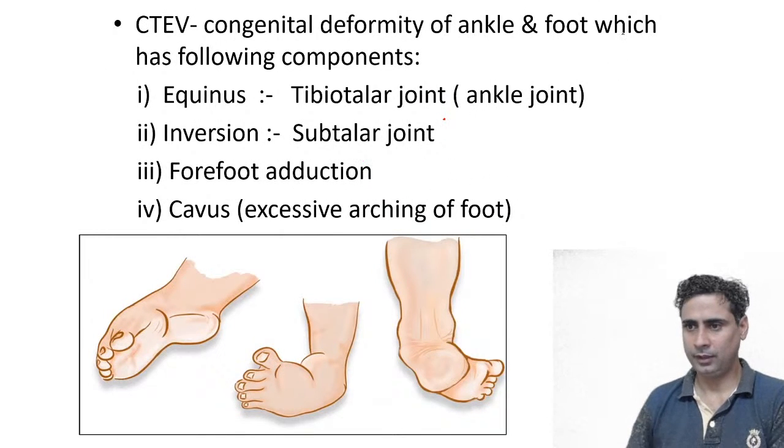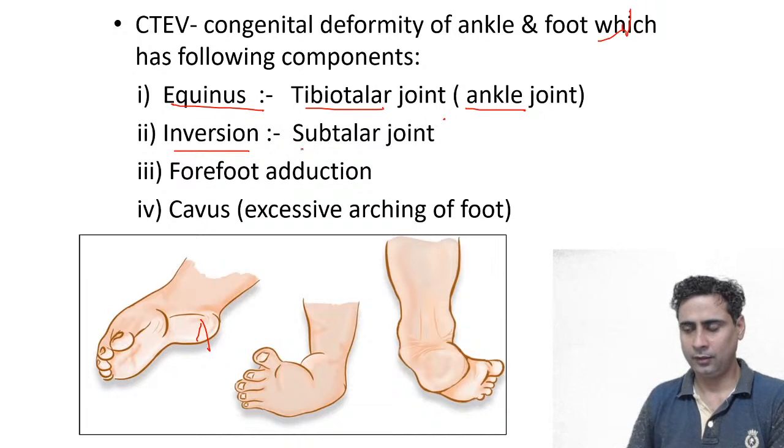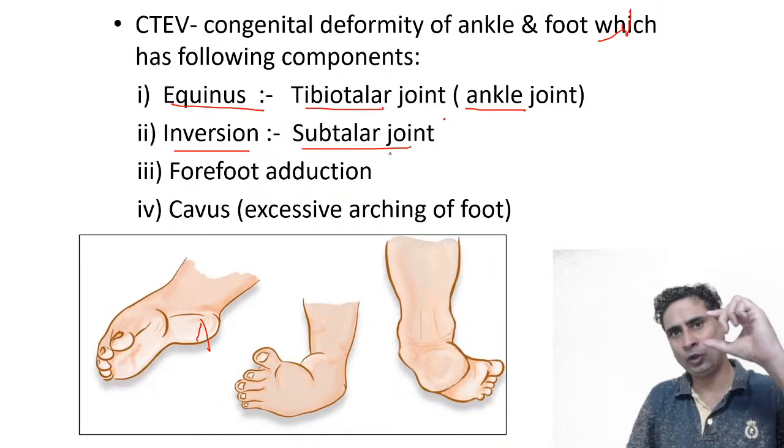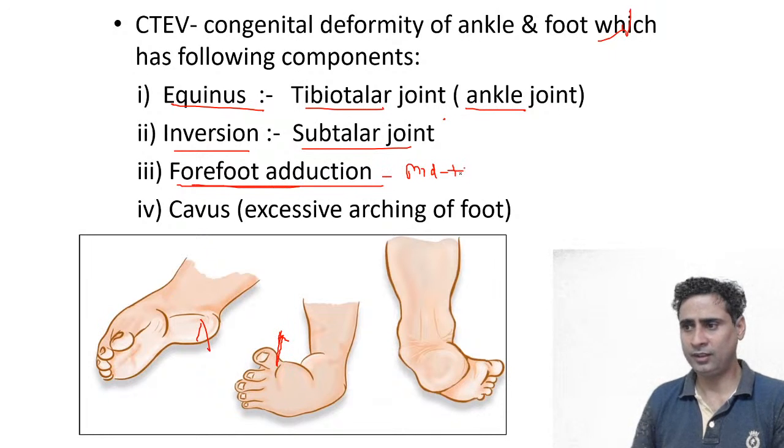Equinus, that is plantar flexion of the foot, and equinus occurs at the ankle joint, that is the tibiotalar joint. Then there is inversion, that is the sole of the foot is facing inward, which occurs at the subtalar joint. Subtalar joint is the talocalcaneal joint. Forefoot adduction, that is the front part of the foot is going medially. This movement occurs in the midtarsal joint, that is the joint between the tarsal bones, but you can see the deformity in the front part of the foot, because you can look at this area only. So though the movement is at the midtarsal joint, there is adduction of the forefoot.